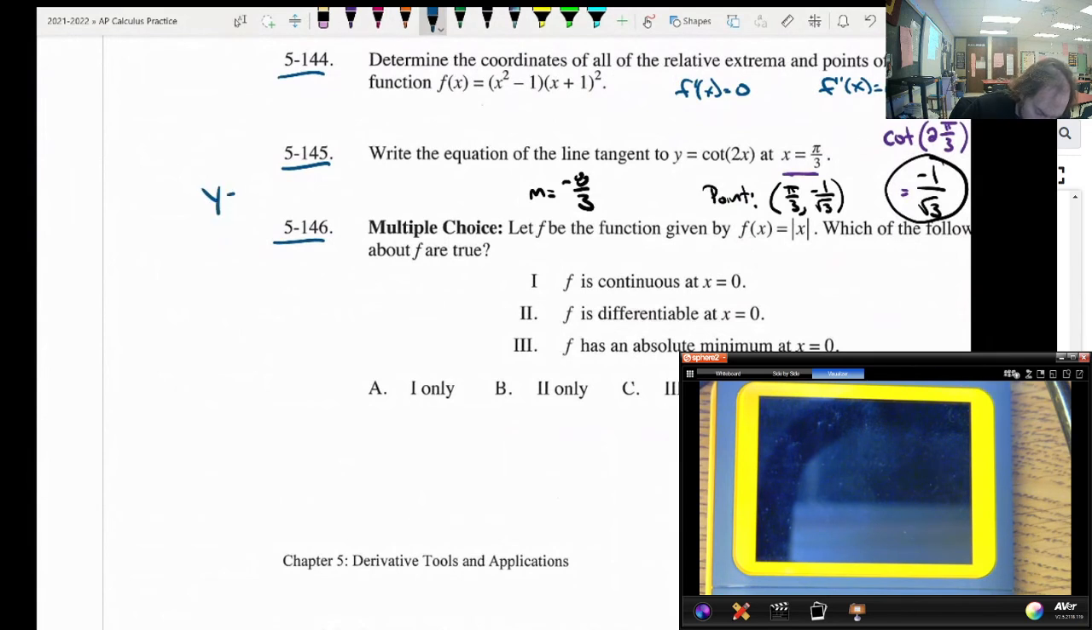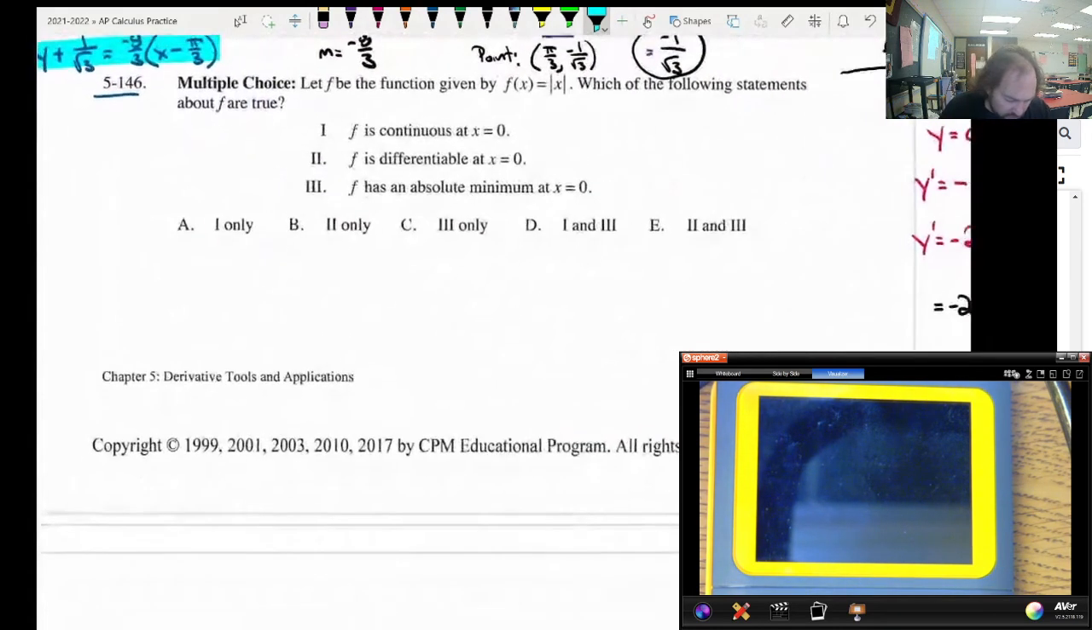It'd be y plus 1 over the square root of 3 equals the slope of negative 8/3 times, in parentheses, x minus pi over 3. And that, my friends, is the answer that I'm going to walk away from, because it is in point slope form. If you wanted to be fun, you could subtract that 1 over square root of 3 over. No. Walk away from it. You're good.